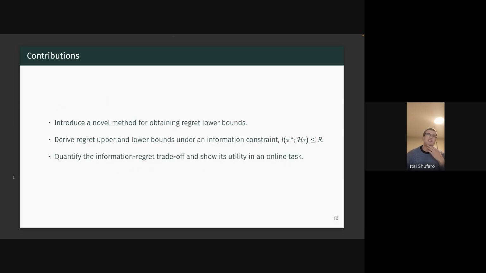We can now state the contributions we made in this work. Our first contribution is introducing a novel method that allows for obtaining regret lower bounds for problems under the setting we showed. We then use this method to derive regret lower bounds under the following information constraint: the mutual information between the optimal policy and the history is constrained by some positive number R. We then also show regret upper bounds under this constraint as well. And finally, in the last part of the paper, we show how these two bounds quantify the trade-off between information and regret, and how it can be utilized in more practical online tasks.